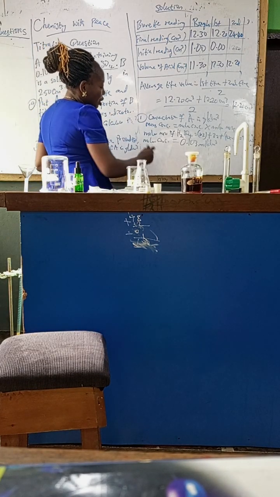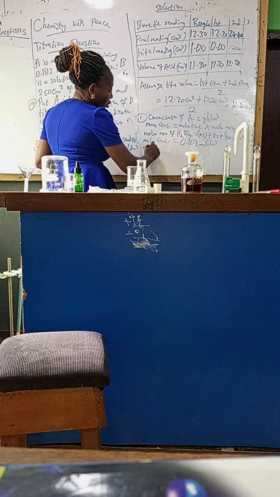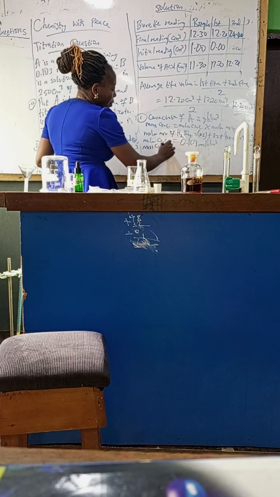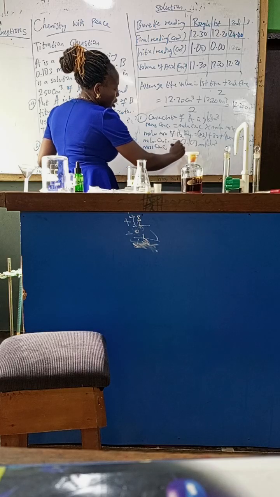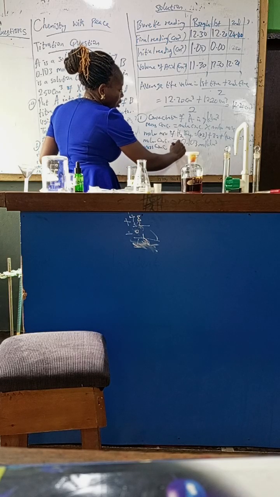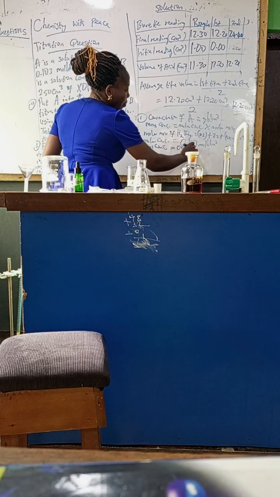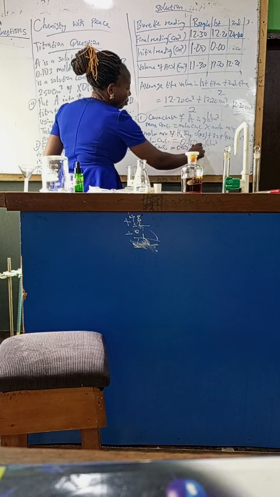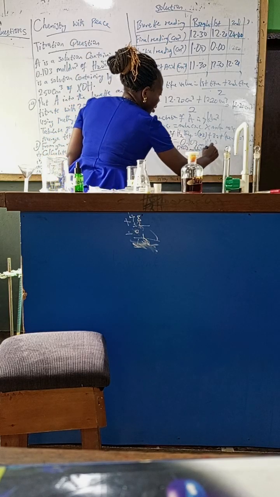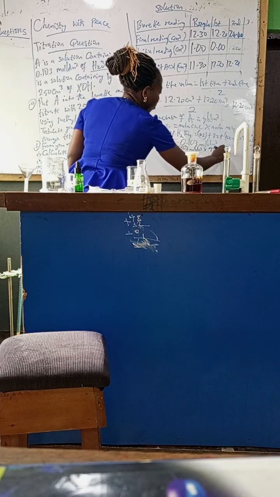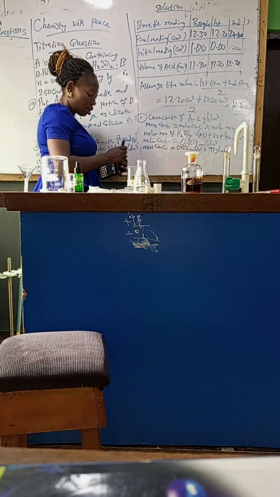So mass concentration is equal to 0.103 mole per dm cube times 98 gram per mole. Use your calculator.